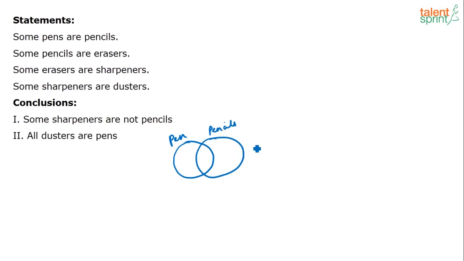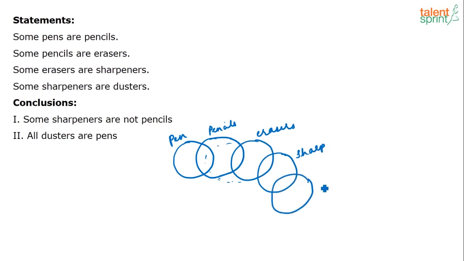Now, some pencils are erasers. So some pencils are erasers. When you draw this, actually the erasers can be like this also. We don't know, but since we are drawing only the basic diagram and we look at minimal overlapping, I am representing it like this. Okay, some pencils are erasers, some erasers are sharpeners, and some sharpeners are dusters.